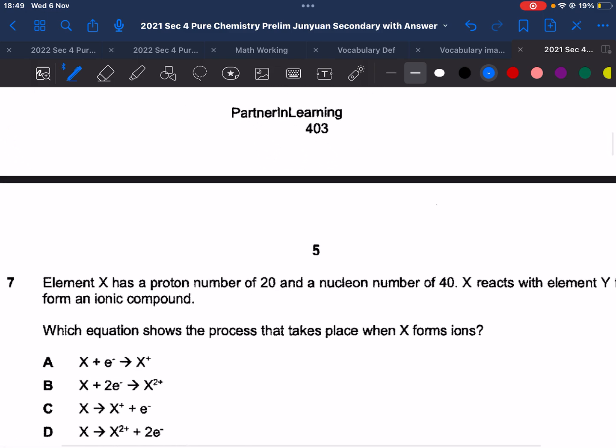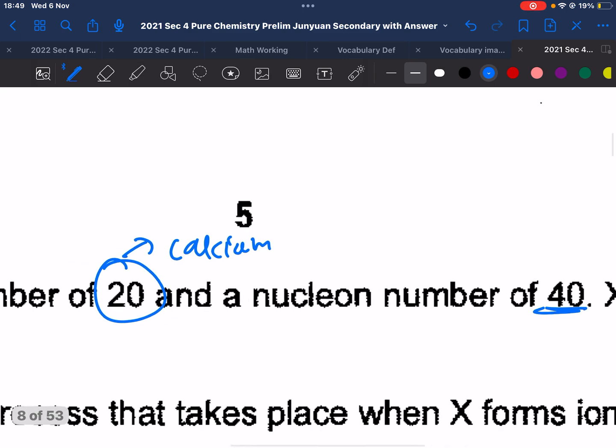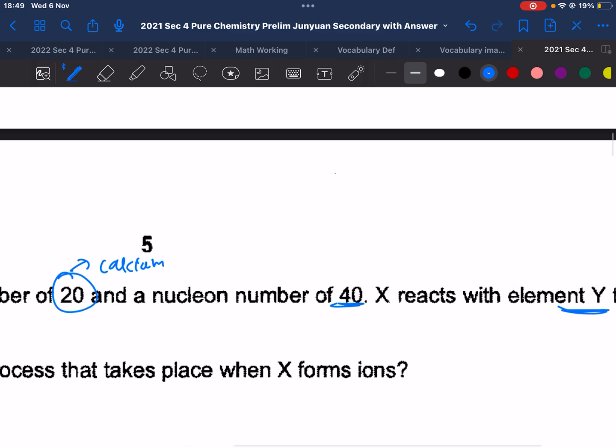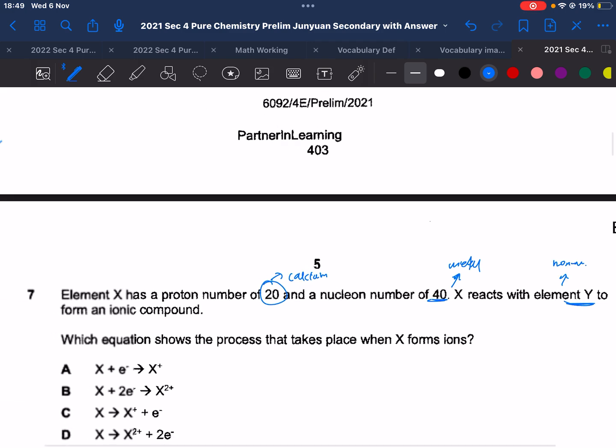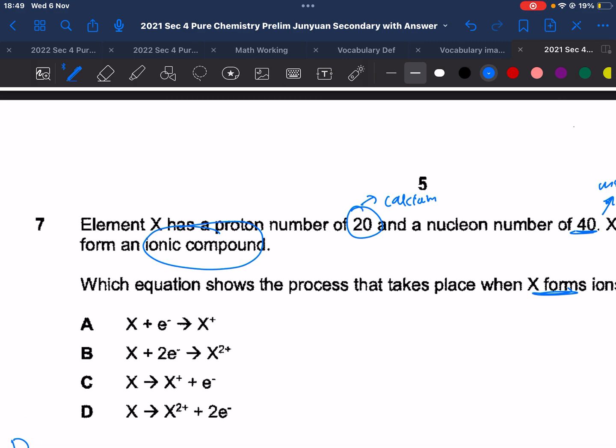Okay, an element has a proton number of 20. We definitely know that from this it will be calcium. And to check, yes, calcium has a nucleon number of 40. X reacts with element Y. So X is actually a metal, so Y will be a non-metal, because it will form an ionic compound. Since X is a metal, it will form positive ions. Again, calcium is what charge?